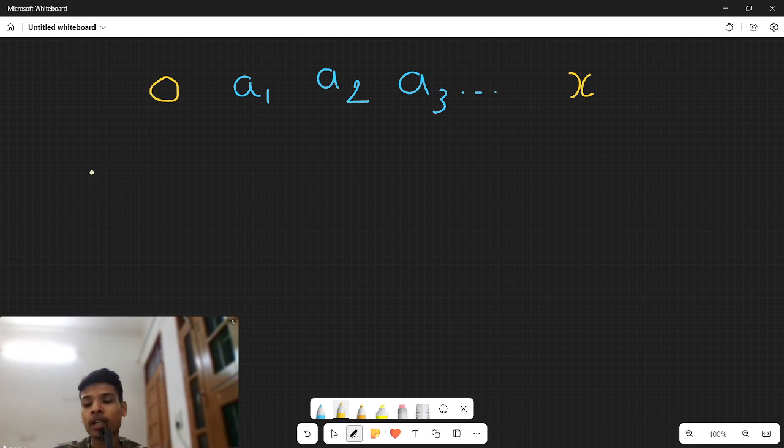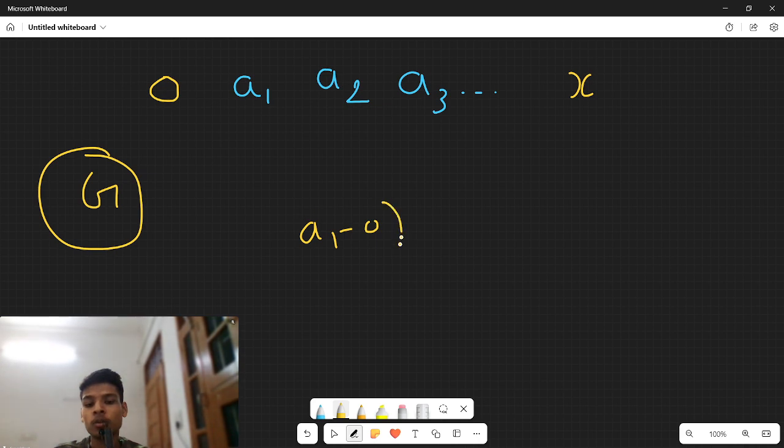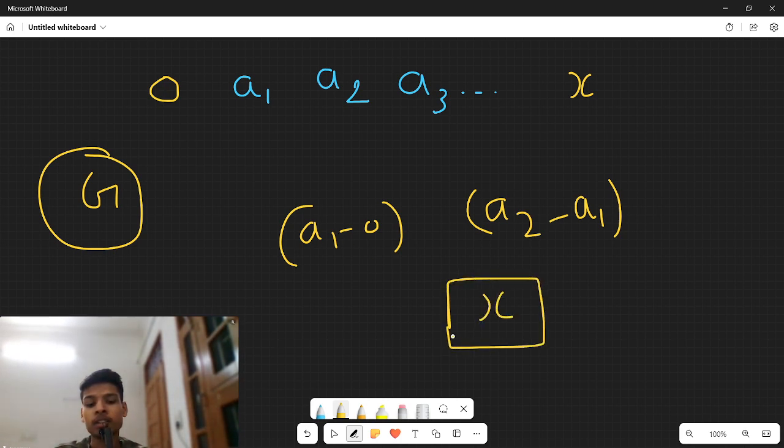They have given a gas tank capacity. If I want to go from point 0 to point A1, then the amount of gas required will be equal to A1 minus 0, which is A1 only. If I want to go from A1 to A2, then the amount of gas required will be A2 minus A1. They said that our car will have some quantity of gas which can be filled at most up to x units, which means I cannot fit more than x units in my gas tank.